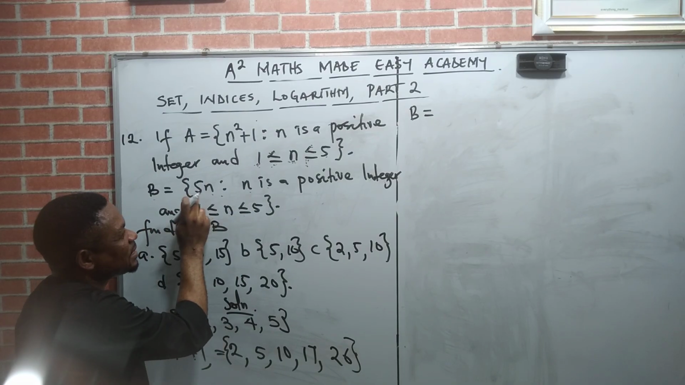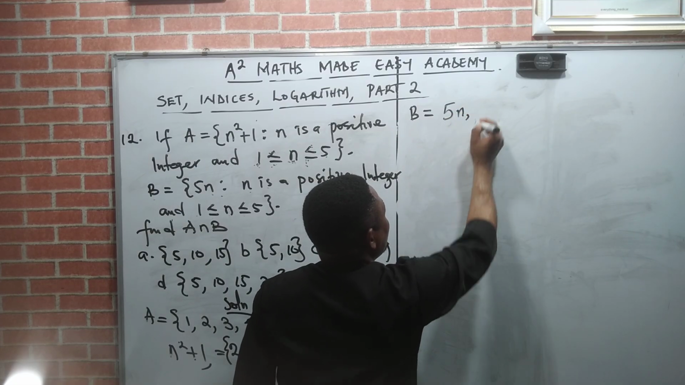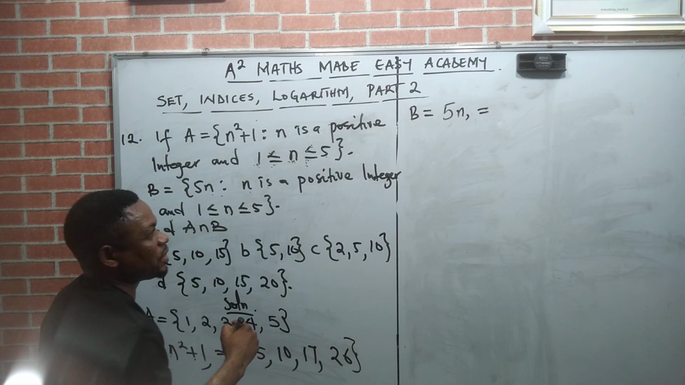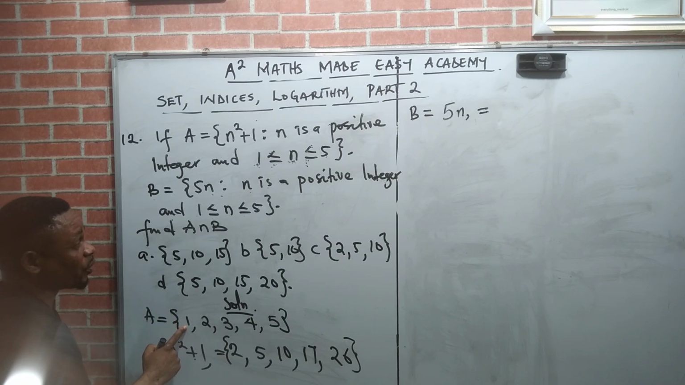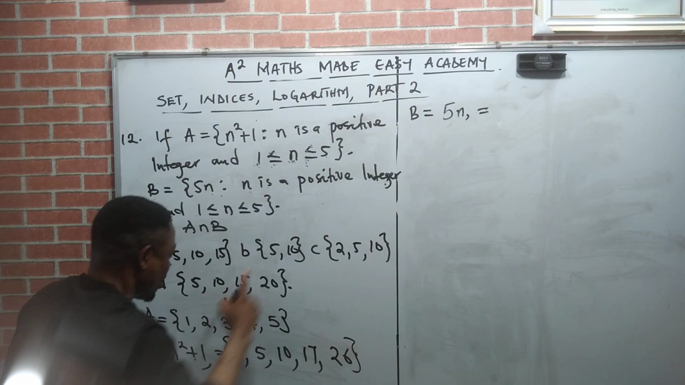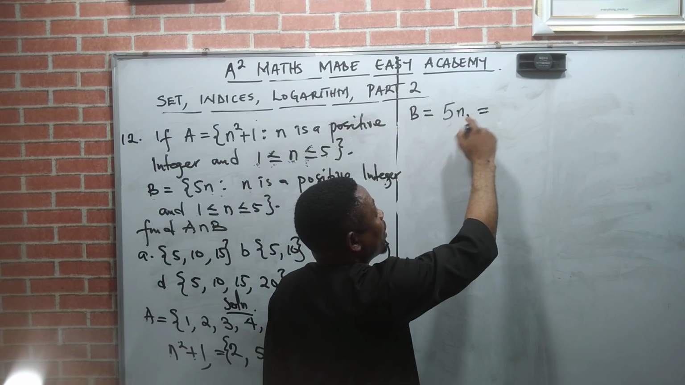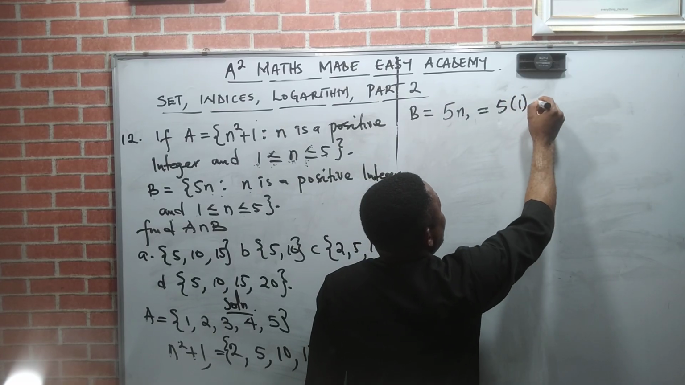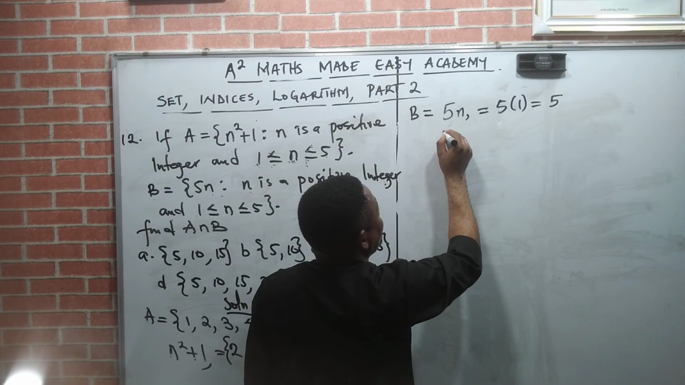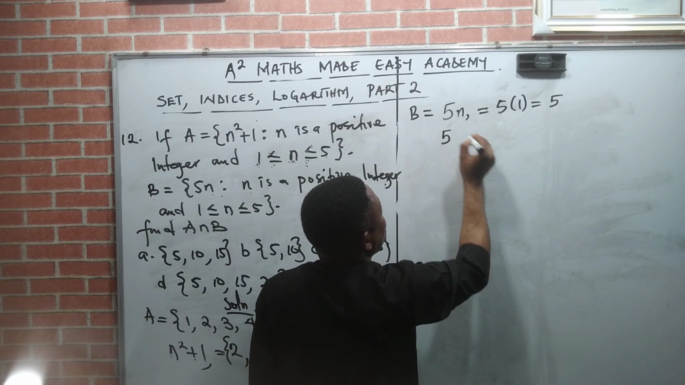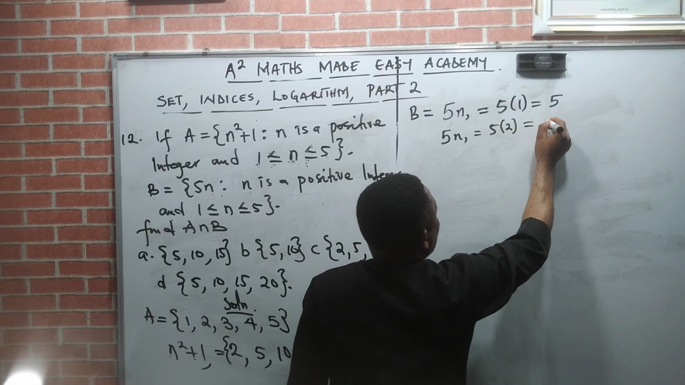Then let us analyze this now. Remember that what is given to us is 5n. Let's solve it the way we solved set A. When n is 1, let's start with 1 again because it's still talking about positive integers. When n is 1, it means that anywhere we come across n here, put 1. I will say 5 times 1. And what is 5 times 1? That is 5. We now move again when n is 2. It becomes 5 times 2.